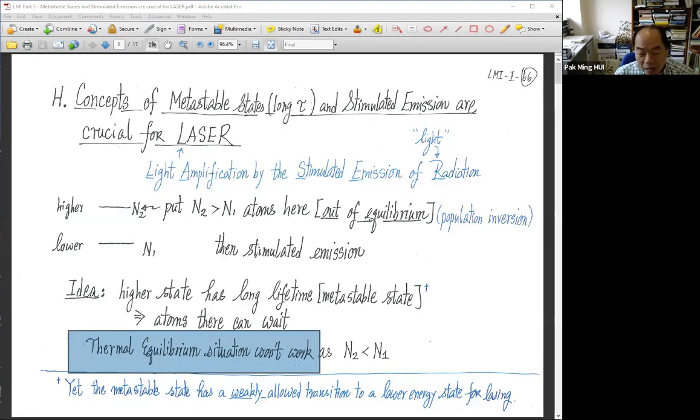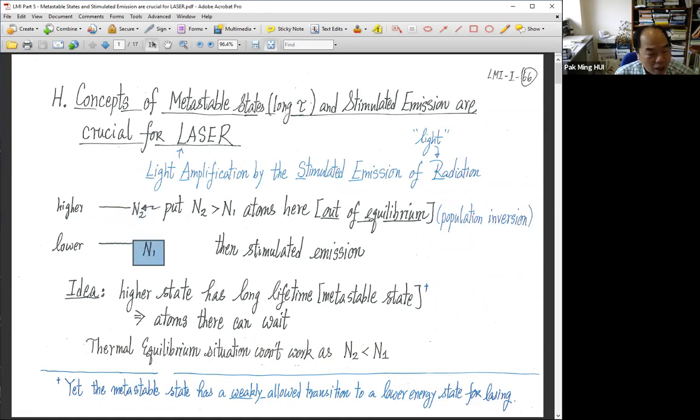not use temperature in order to thermally excite more atoms to the excited state than those left in the lower energy state. That means the following point must be true. Whenever you have more atoms up here than down here, you must drive the system out of equilibrium.